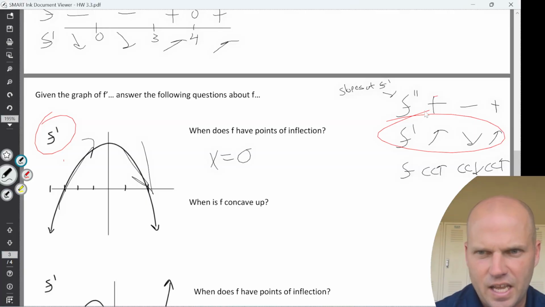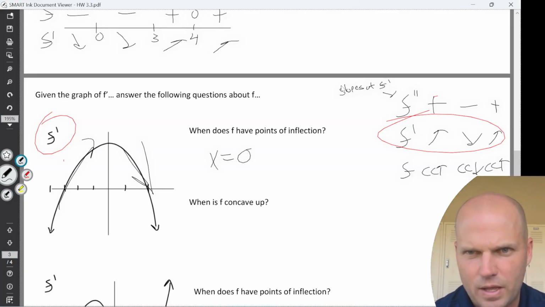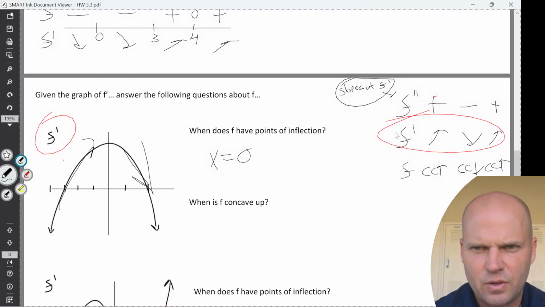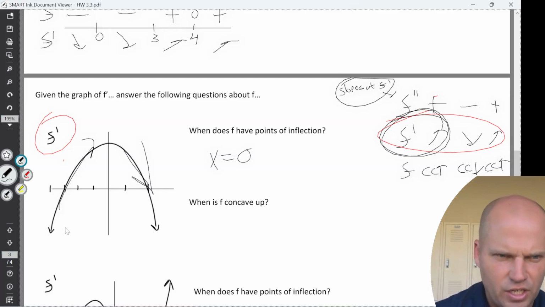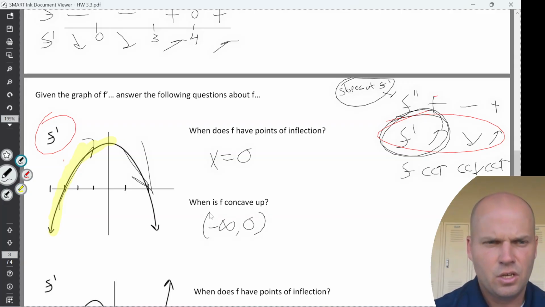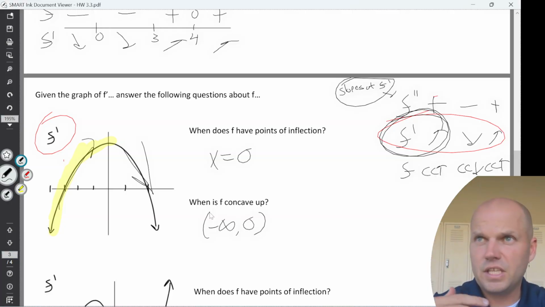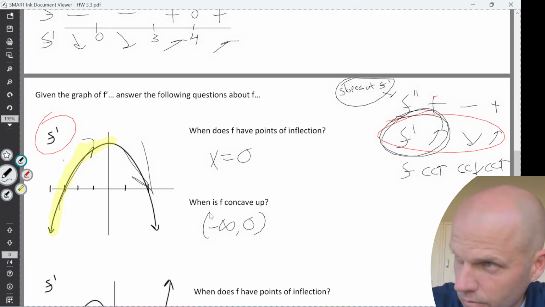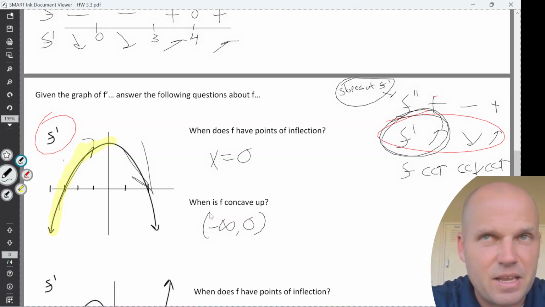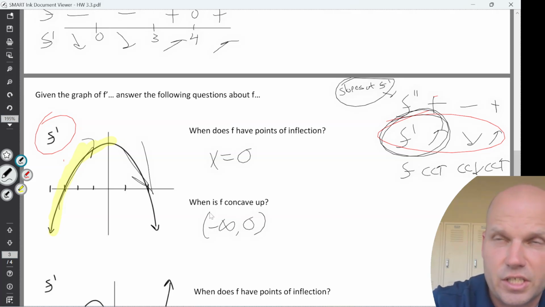When is f concave up? f is concave up when f double prime is positive, which are the slopes of f prime being positive, or when just f prime is increasing. f prime is increasing. f prime is going up from negative infinity to 0. We practice giving the correct intervals from lesson 0. Now we just have to make sure we're looking at the correct characteristic to answer the question.